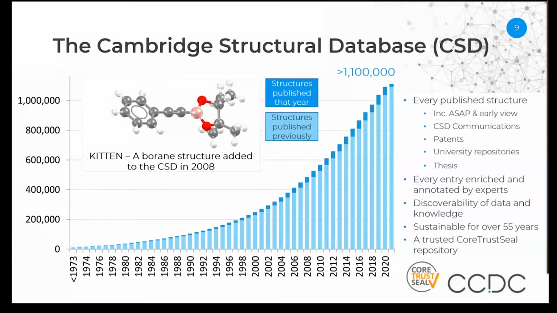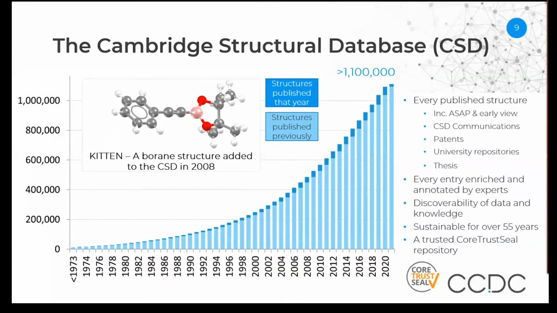So let's have a quick reminder of what is in the CSD. The CSD, as you've hopefully seen before, was established back in 1965. It contains over 1.1 million structures of every published organic or metal organic structure. And it includes structures associated with scientific articles, patents, repositories, thesis publications, or those published directly through the CSD as a CSD communication. It is really a community effort, with structures determined by crystallographers globally, and every single CSD entry is enriched and annotated by experts at the CCDC. That's to aid the discoverability of data and the knowledge from the resource.